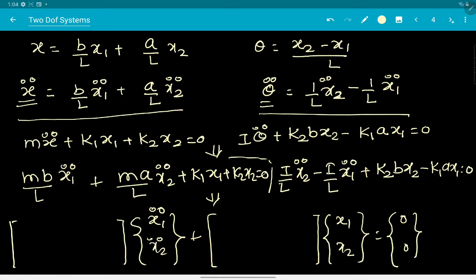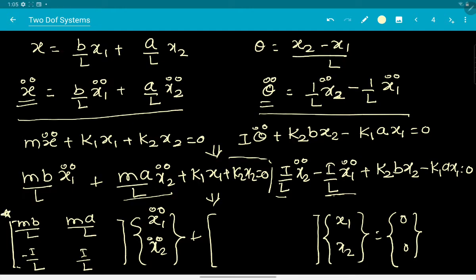This is the matrix which is pre-multiplying the acceleration vector. If I have to write down the pre-multiplier for that, I'll end up with this one, which will be equal to mb by L, ma by L over here, which is coming from this term. Now I have to see what comes over here, which is this term, equal to minus I over L, and this comes over here, which is I over L. So we are done with populating this matrix.